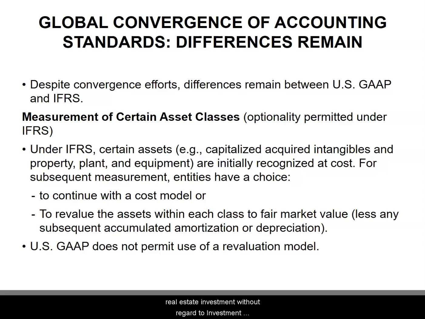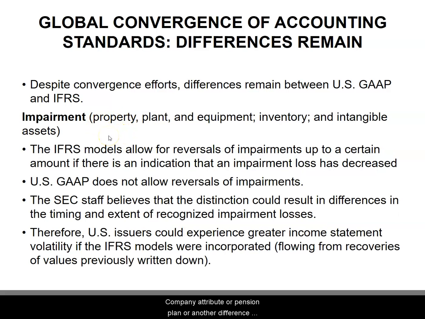Another difference between IFRS and US GAAP is the reporting for impairment for property, plant and equipment, inventory and intangible assets. The IFRS allows the reversal of impairment losses up to a certain amount if there is an indication that the impairment losses recorded earlier have decreased during the reporting period. The US GAAP does not allow any reversal of impairment losses, and this is considered to result in differences in the timing and extent of recognized impairment losses.